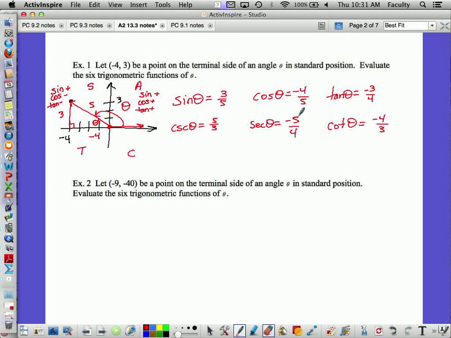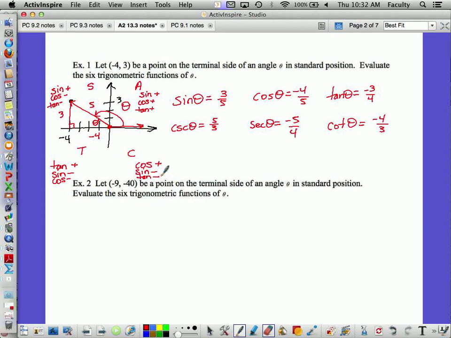Cosine was negative and tangent was negative. Now down here in the third quadrant, the T stands for tangent is positive, sine is negative, and cosine is negative. What do you think the C stands for? Cosine is positive, sine is negative, and tangent is negative.